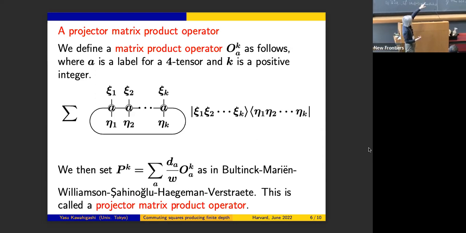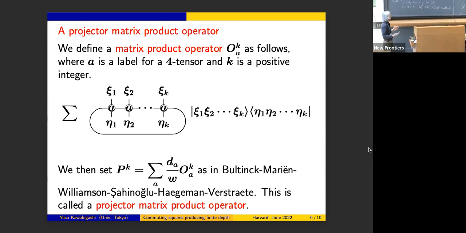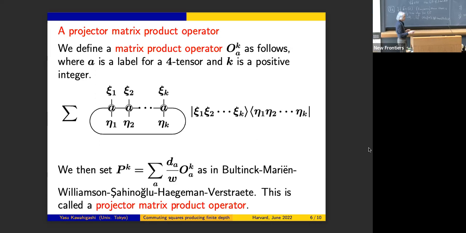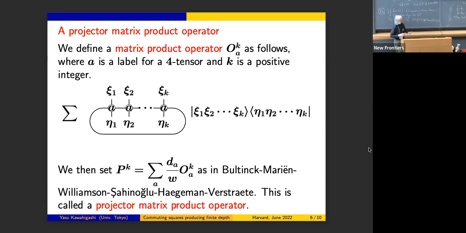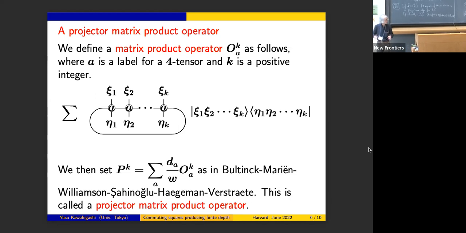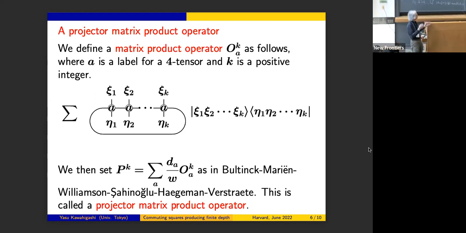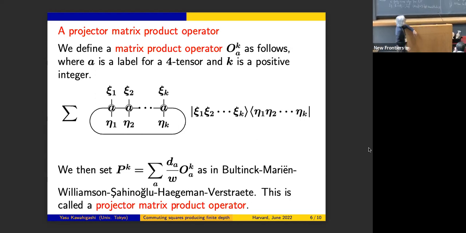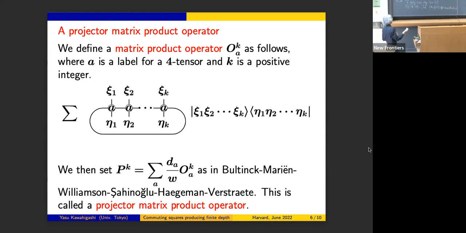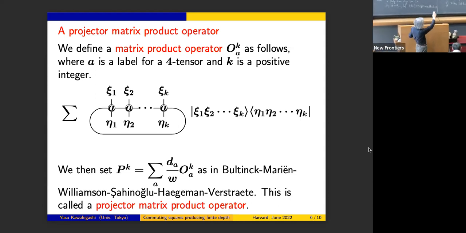Then depending on A, for all the other indices we have a summation, so this is a matrix depending on A. Then we also take a summation over A with some positive normalization constants dA and W, which are just positive numbers given by something. Then this is O_A^K, where K is the length of this picture. So we have a summation over A with positive normalization constants, and we get a matrix depending just on K. And this turns out to be a projection.